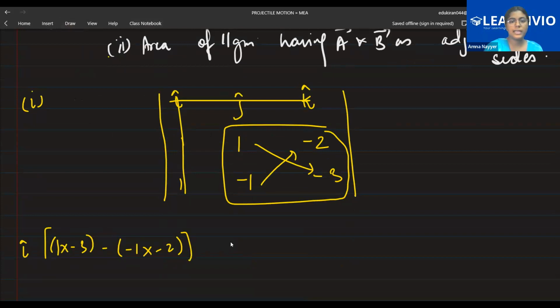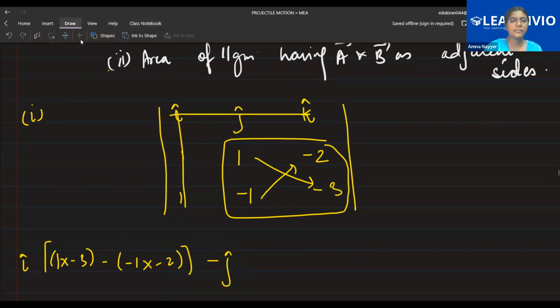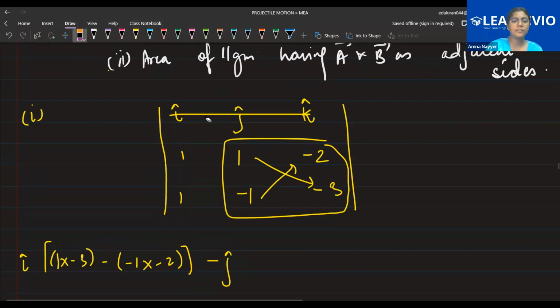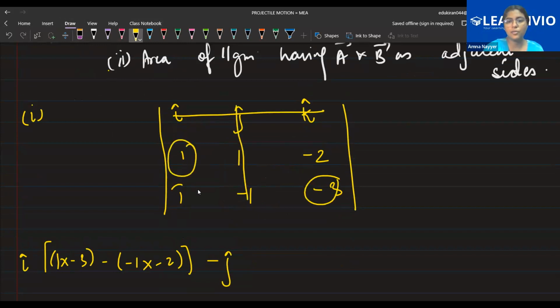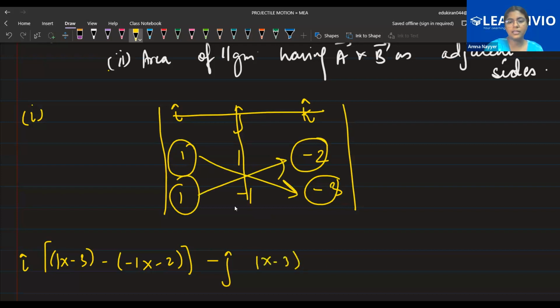Then minus J cap. So for J cap, we cut this, we cut this. Then these 4 we have, right? So this minus this. 1 into -3 minus 1 into -2. All right, then plus K cap.